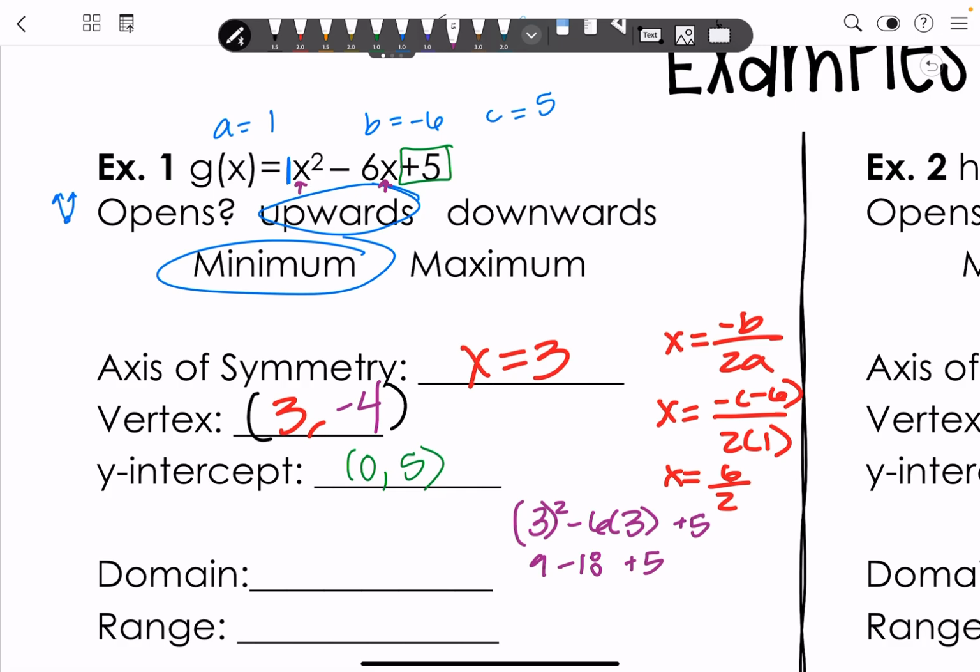With that negative 4, you can tell me that your range is going to be greater than or equal to negative 4, because think about it, your a value is positive, so it opens upward. Now, your domain, for almost all parabolas, about 90% of the time, it's going to be the same thing, which is all real numbers.